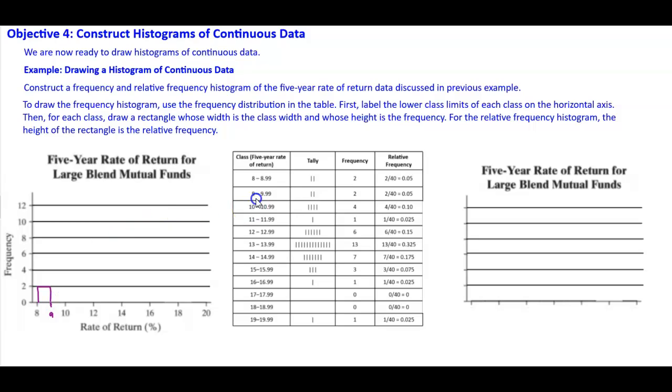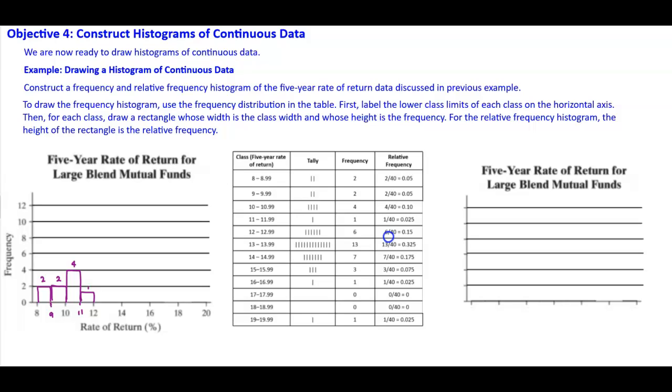And then between 9 and 9.99, we also have 2. So that means from here to here, we also have 2. And then between 10 and 10.99, we have 4. So we have this bar that's going to go all the way up to 4 for that class. And then between 11 and 11.99, or 11 to 12, we know that we're going to have 1. So we're going to go up here and go halfway to represent 1.